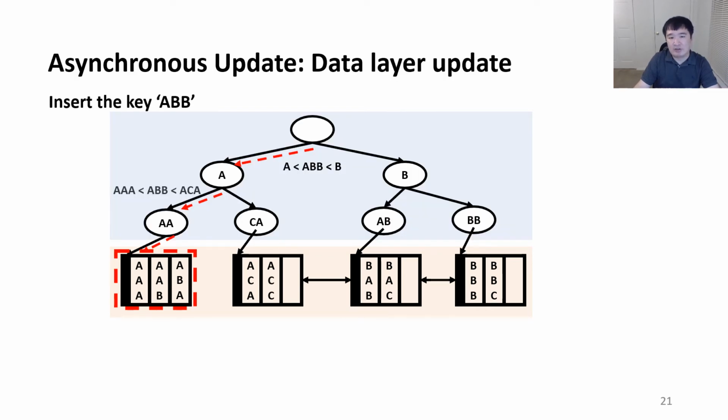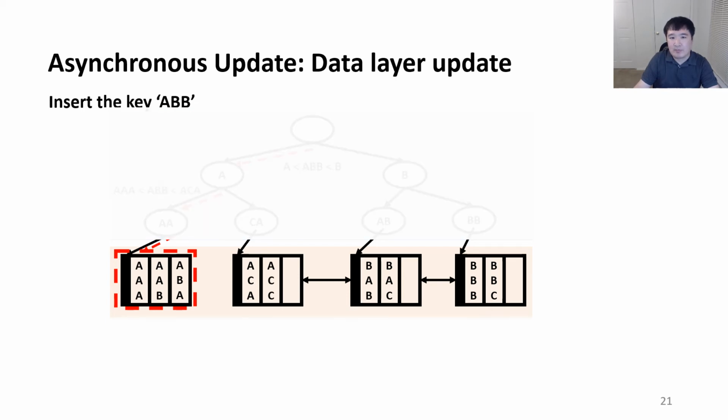Next, I will explain how PACTree's asynchronous update works using an example. Let's suppose the case of an insert operation for key ABB. Similar to the lookup operation, it first looks up the target node from the search layer. When it finds the target node, it acquires the write lock for the target node. In this example, the target node is already full, so it will trigger the split operation.